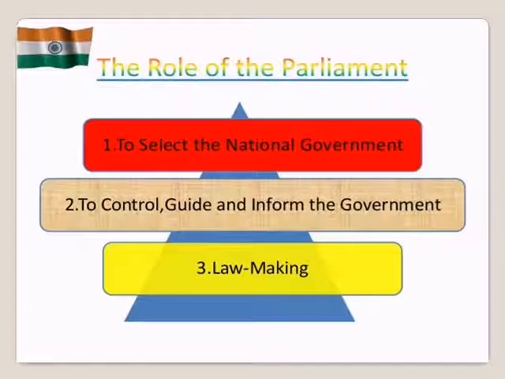Parliament enables citizens of India to participate in decision making and control the government, thus making it the most important symbol of Indian democracy and a key feature of the constitution. Why do we need a parliament? What is the role of the parliament? We need parliament to select the national government. We need parliament to control, guide, and inform the government. And we need parliament for lawmaking, to make laws for the country.